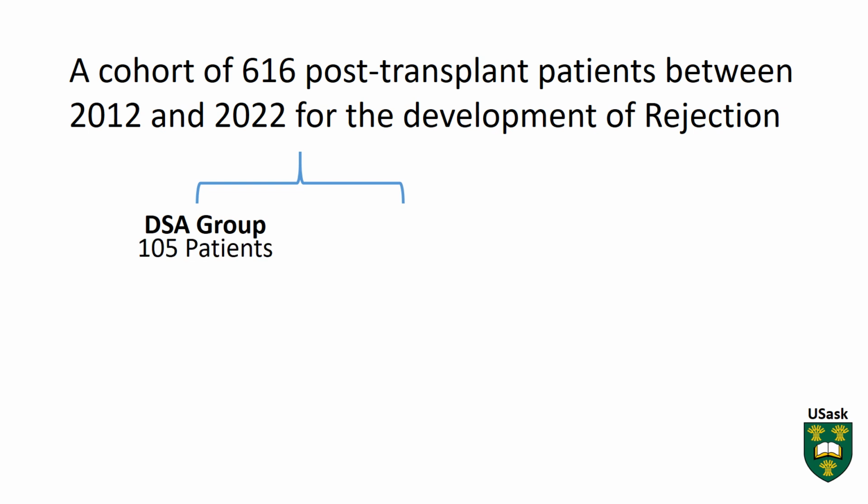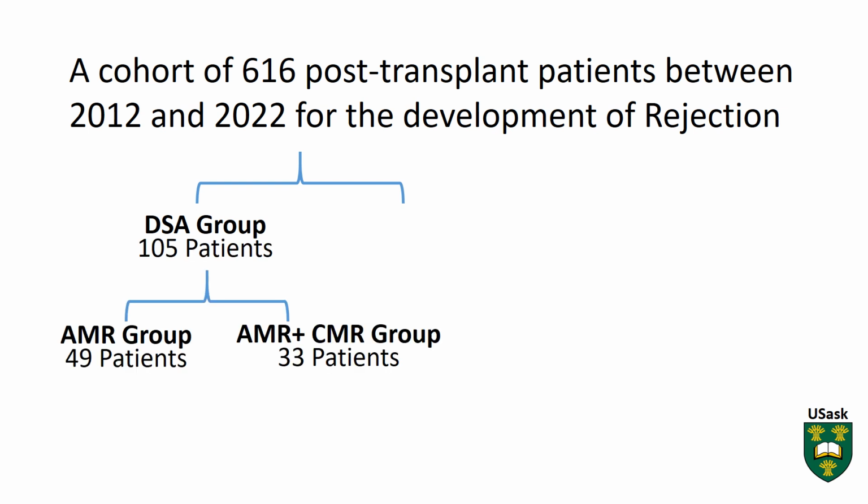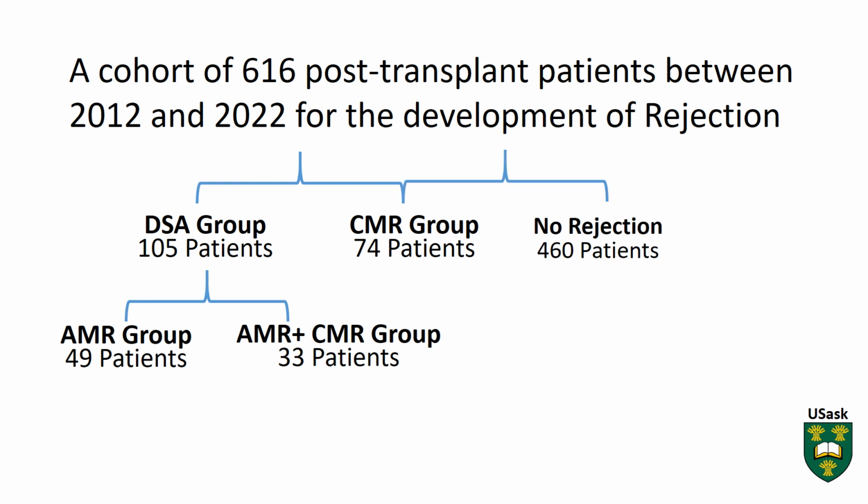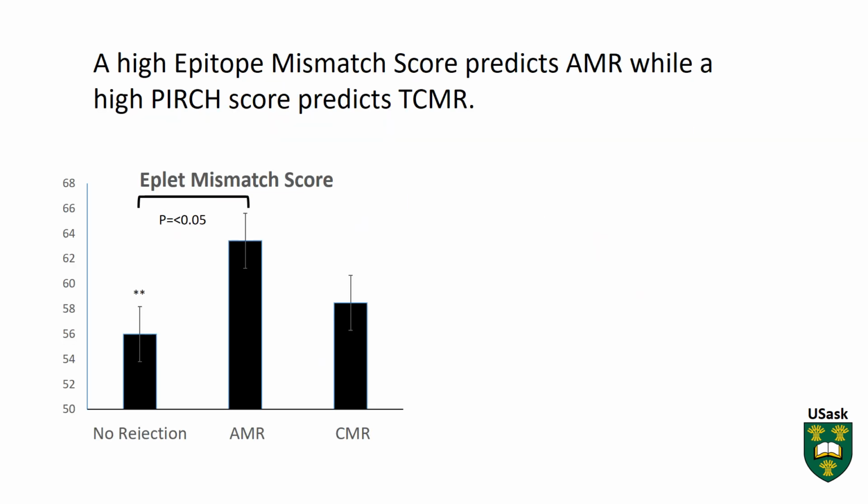The next step is that we divided the cohort of 600 patients into a donor-specific antibody group, which consists of 105 patients, and these were subgrouped into antibody-mediated rejection and combined antibody and cell-mediated rejection. You can see that not all the patients who developed donor-specific antibody developed AMR or CMR. The other group was the CMR group, which is 74 patients. The rest did not develop rejection, but only 173 of them were biopsy proven.